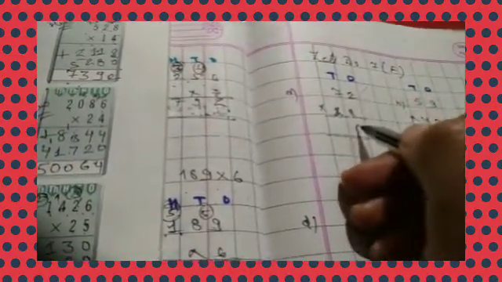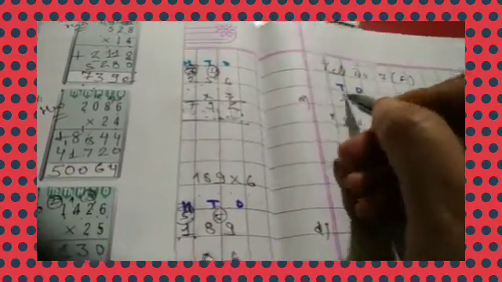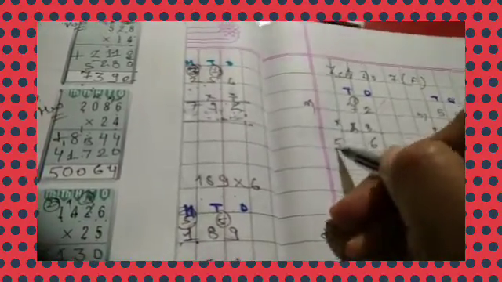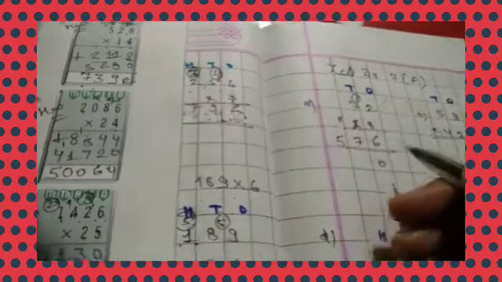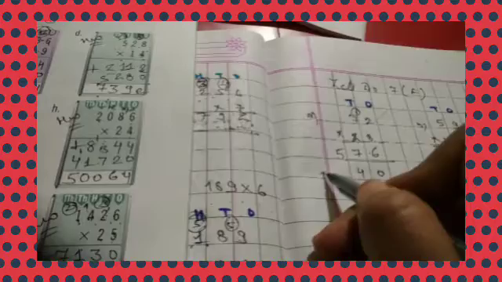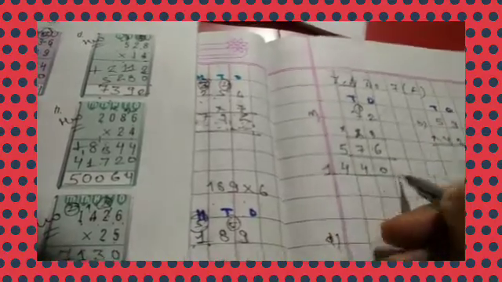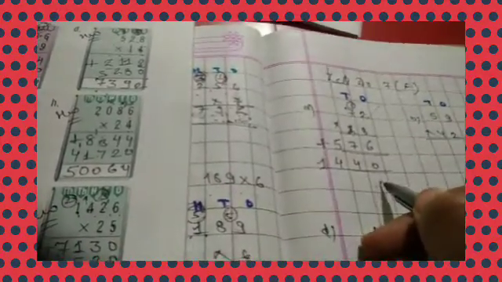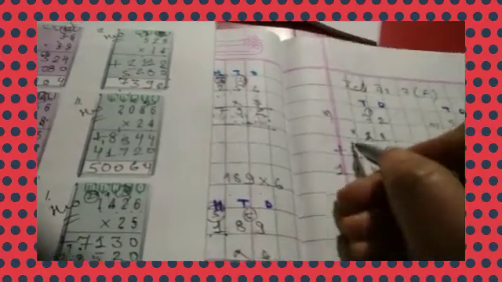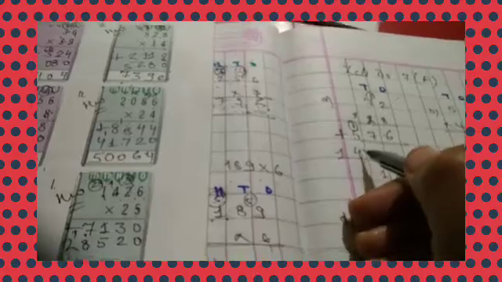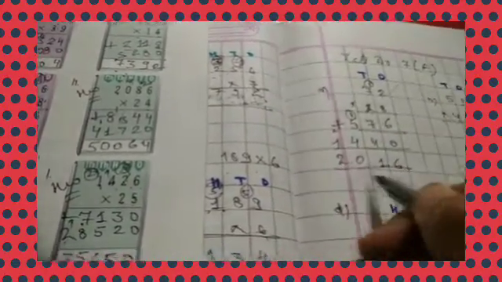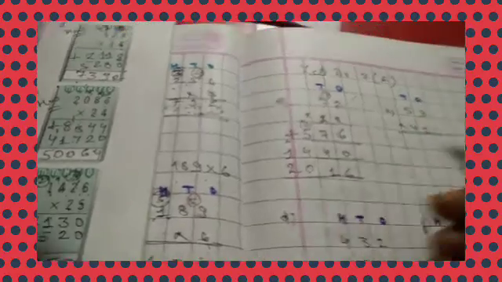So 8 2s are 16, 6 carry over 1. Now 7 8s are 56 and 1 57. So 57. Now put a cross or 0. 2 2s are 4. 2 7s are 14. So add this up. 6, 7 and 3 is 10 and 1 is 11. 1 carry 1. 5 and 1 is 6 and 4 is 10. 0 carry 1 and 2. So answer is 2016. Okay.